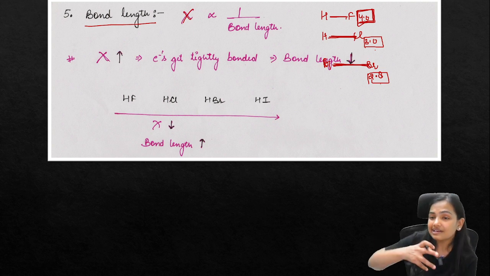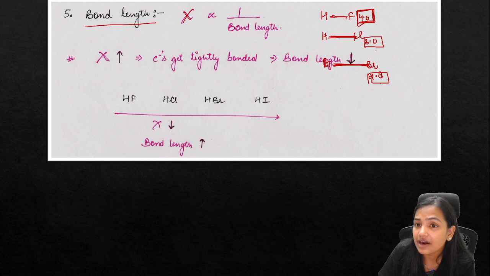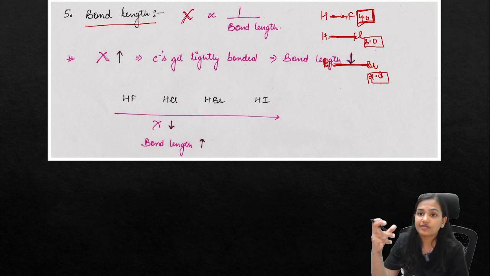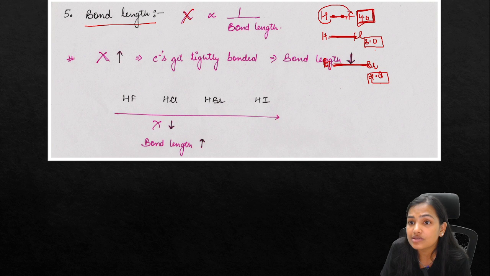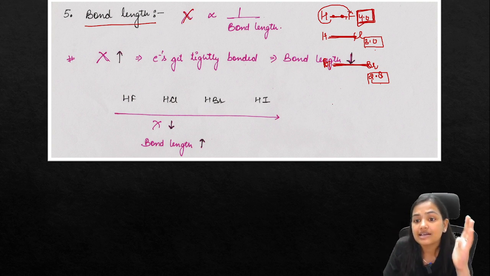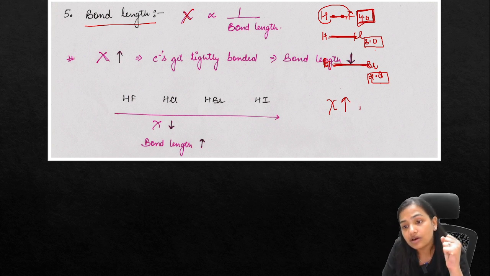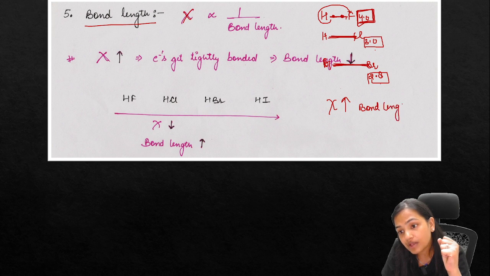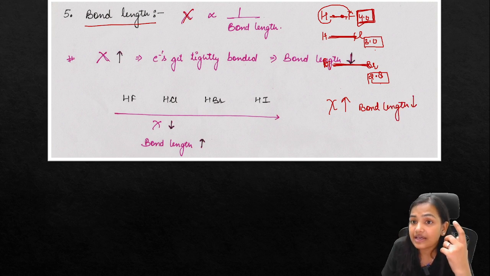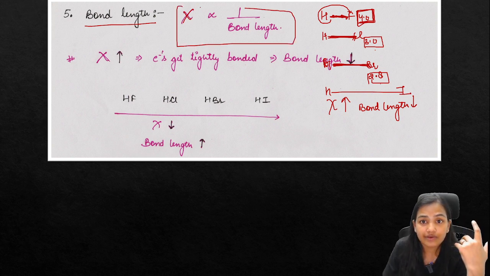As the electronegativity increases, the electron gets more tightly held by the nucleus. If fluorine is very electronegative, it will hold the hydrogen electron more closely, because they share the pair of electrons. So hydrogen comes closer to the fluorine, and therefore the bond length decreases. As the electronegativity increases, the electron gets more tightly bonded, and so the bond length decreases. That's why HF is smaller in size, HCl is quite bigger, HBr is bigger still, and HI is bigger still. This is what we learn from this section.